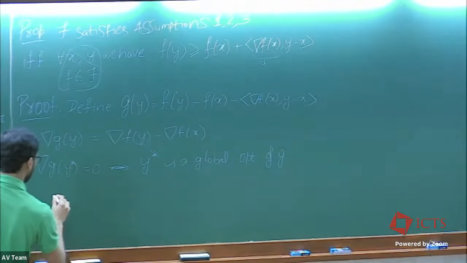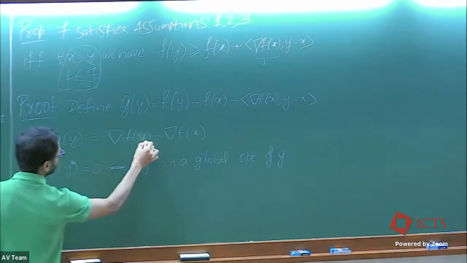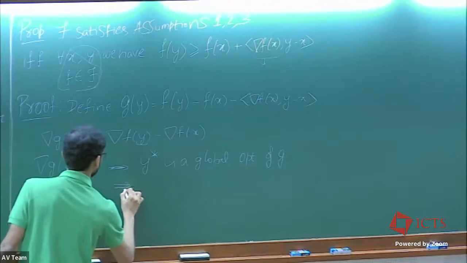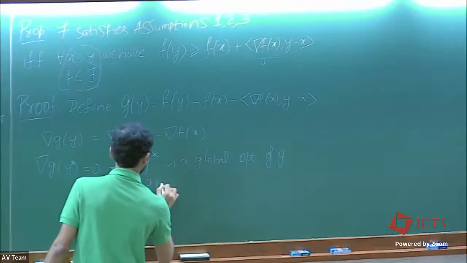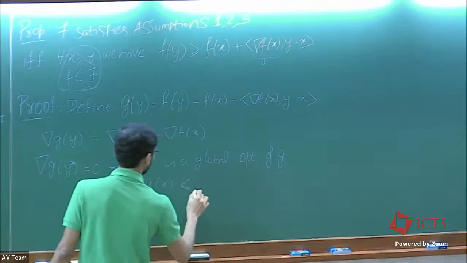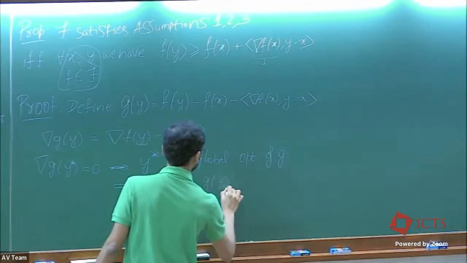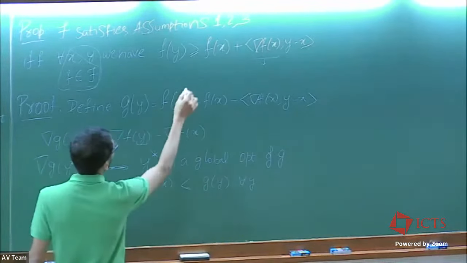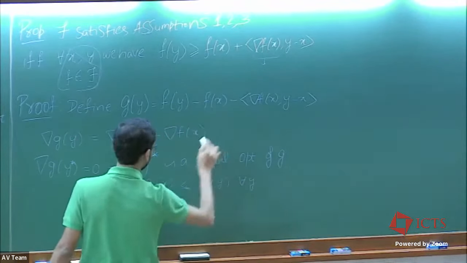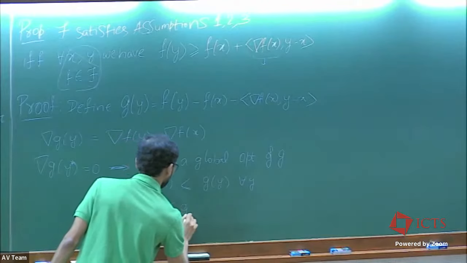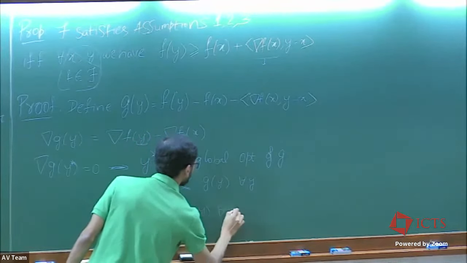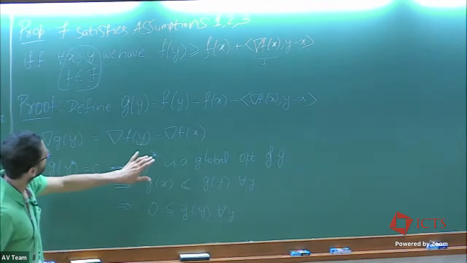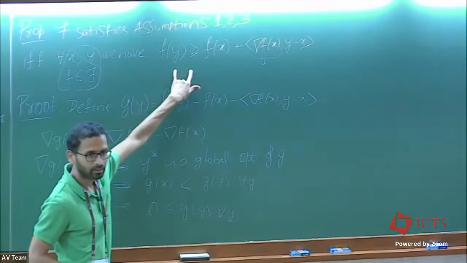Okay, right? So we know that if we put y equal to x, this is actually equal to 0. So this implies that g of x is less than or equal to g of y for every y, and g of x is equal to 0 because of the definition of this function. So this basically proves that if f satisfies these three assumptions, then this condition is satisfied, right?